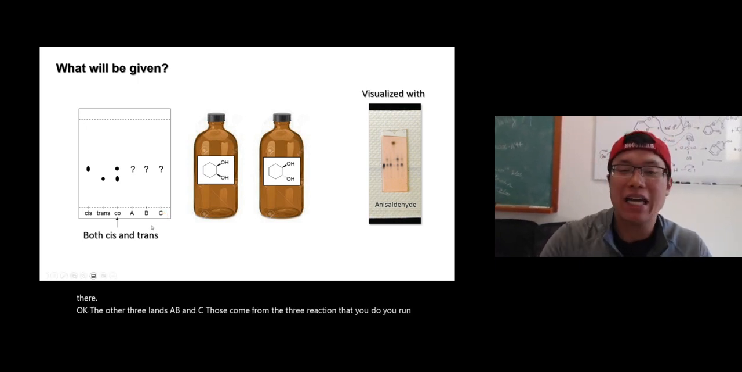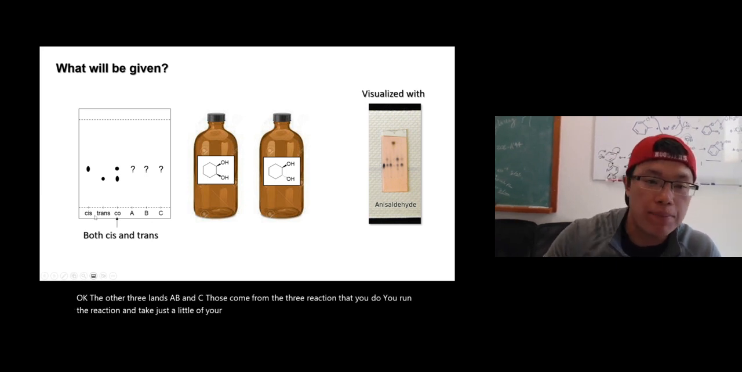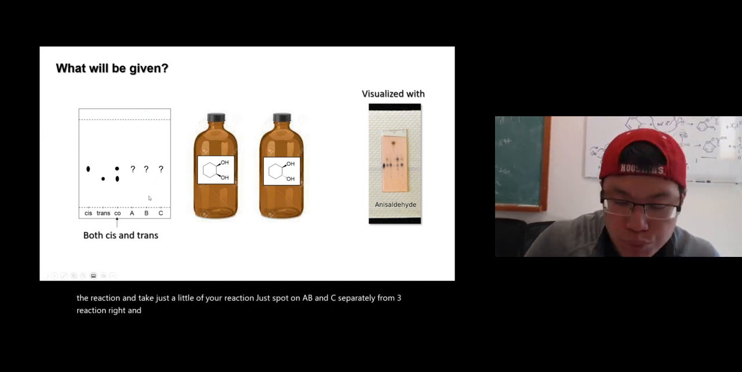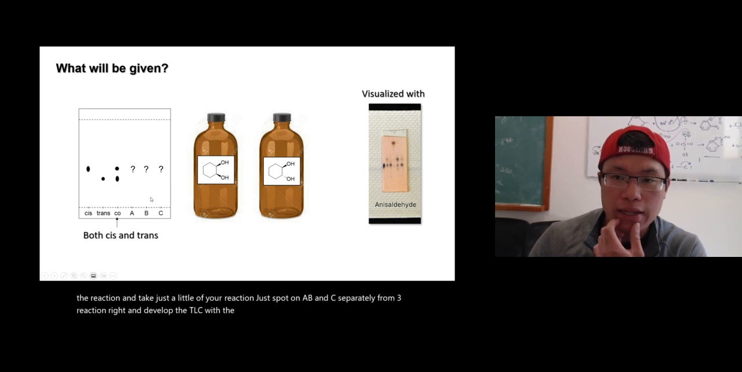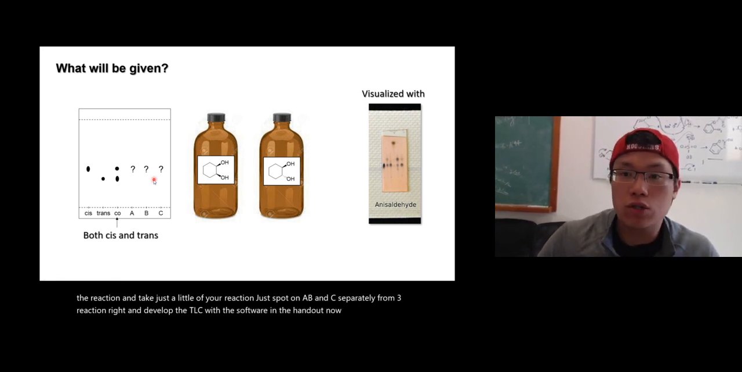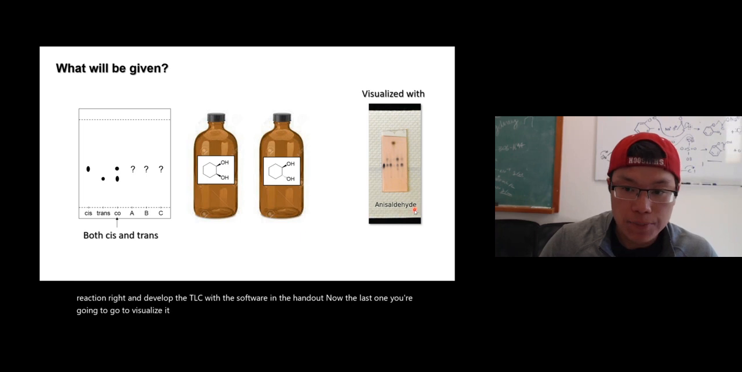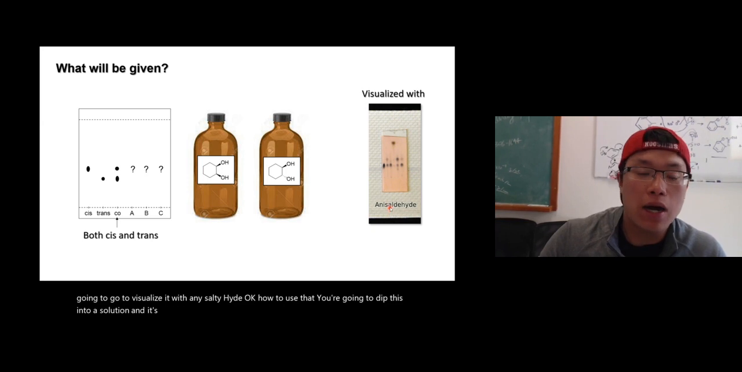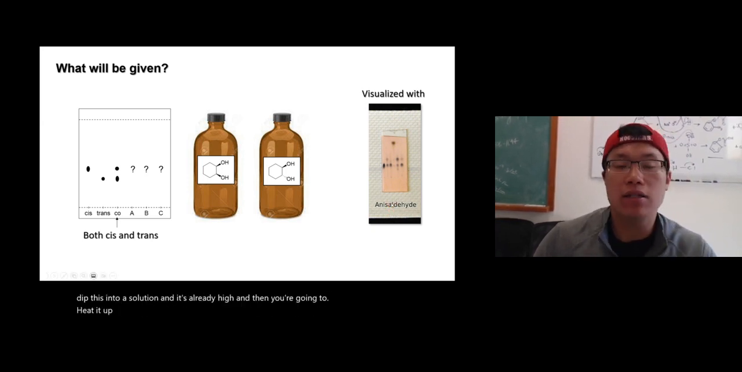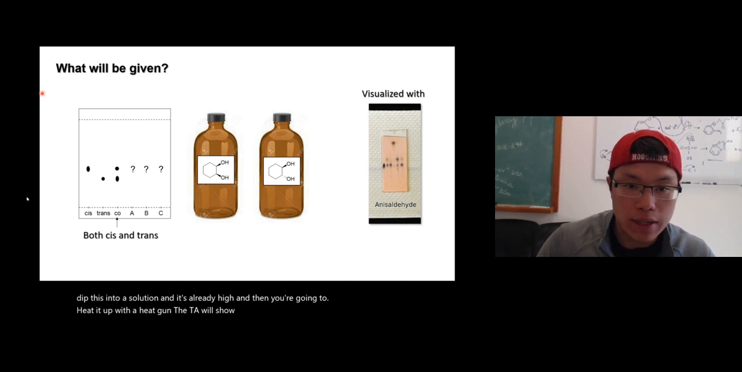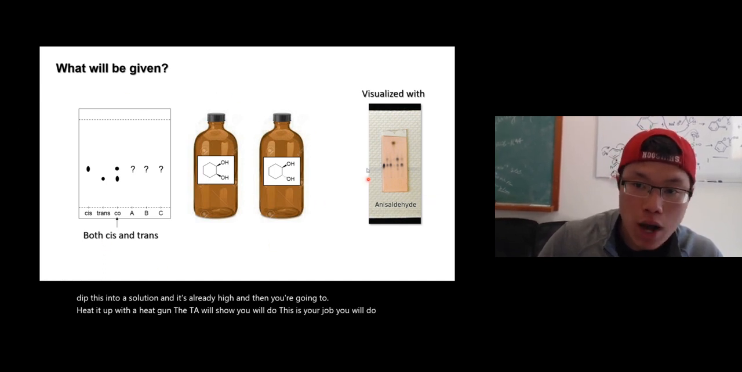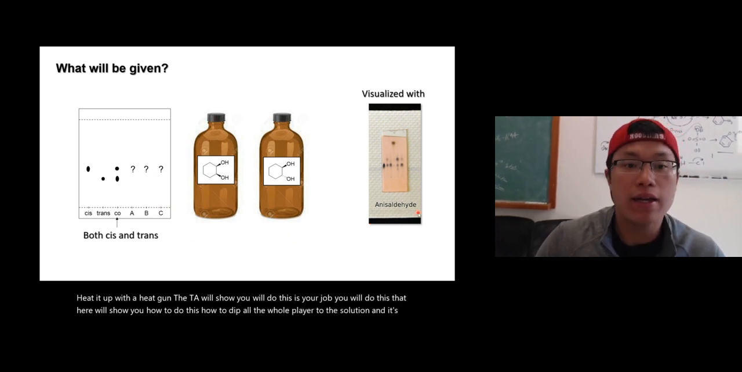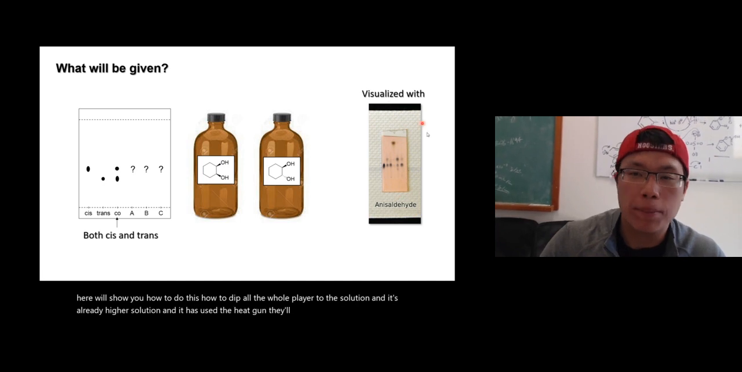You run the reaction and take just a little of your reaction, and spot on A, B, and C separately from the 3 reactions. All right, and develop the TLC with the solvent in the handout. Now the last step, you're gonna visualize it with anisaldehyde. Okay, how to use that? You're gonna dip the plate into a solution of anisaldehyde, and then heat it up with a heat gun. The TA will show you. This is your job. The TA will show you how to dip the whole plate into the anisaldehyde solution, and then how to use the heat gun.